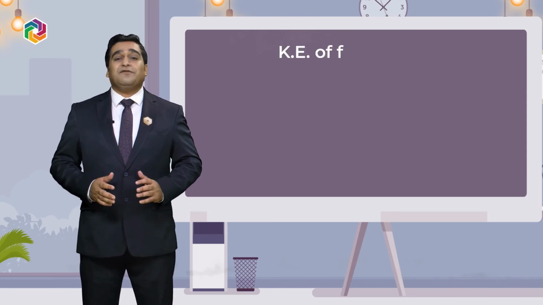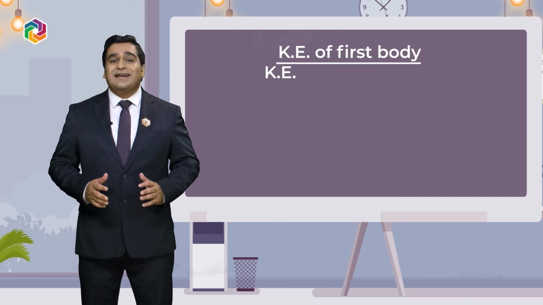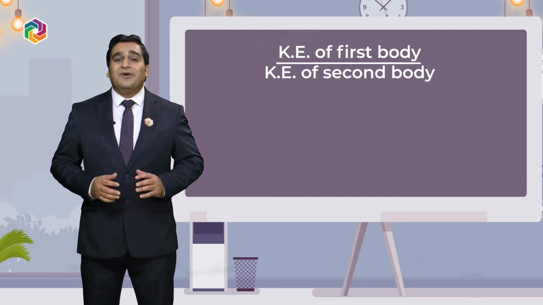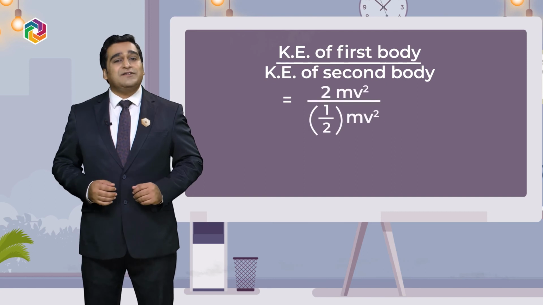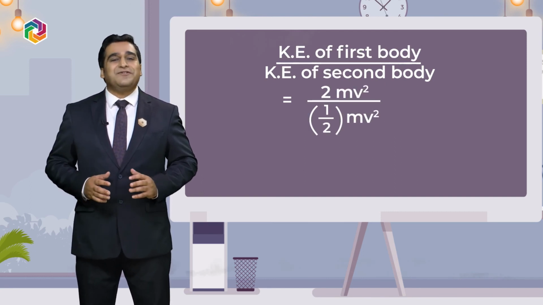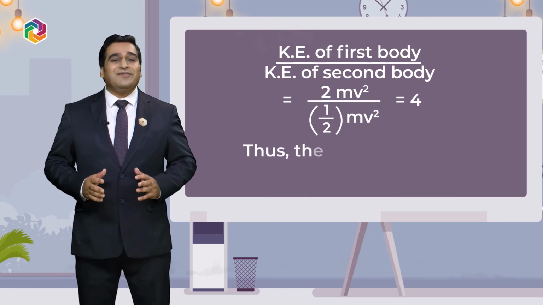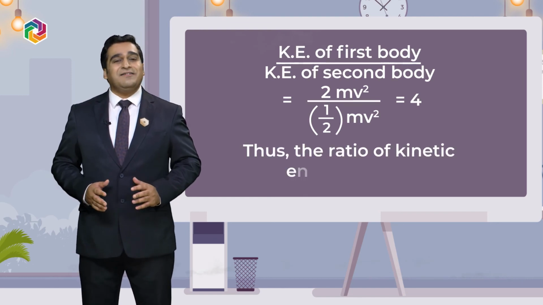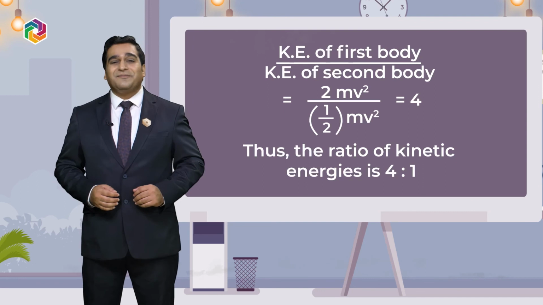Now, to find out the ratio of the kinetic energies of the two bodies, we have to divide equation 1 by equation 2. So, kinetic energy of the first body divided by the kinetic energy of the second body is equal to 2mv square divided by half mv square, which is equal to 4 by 1. Thus, the kinetic energies are in the ratio 4:1.